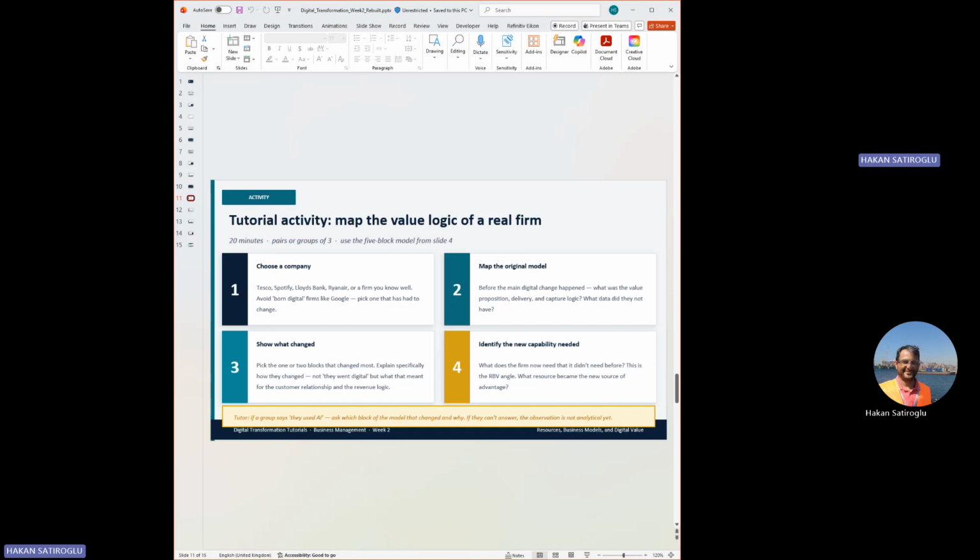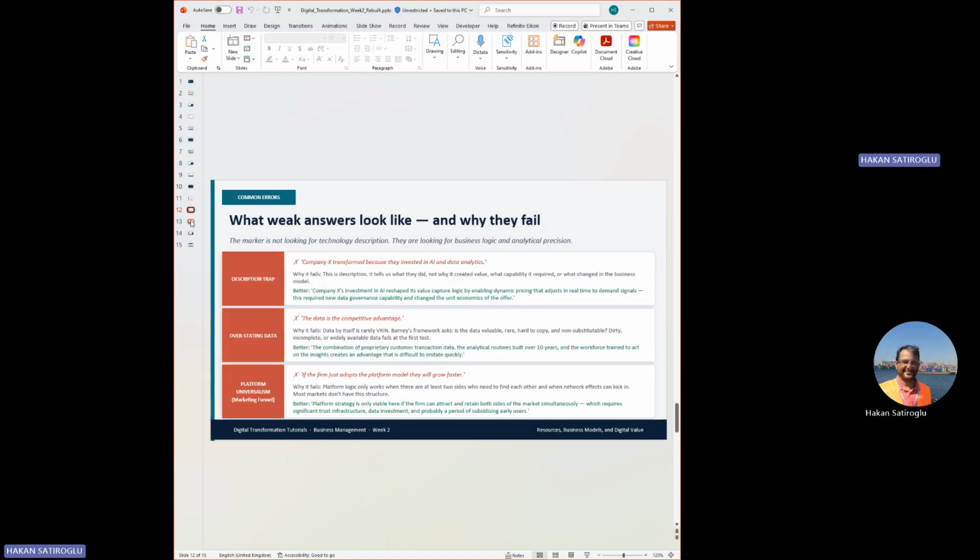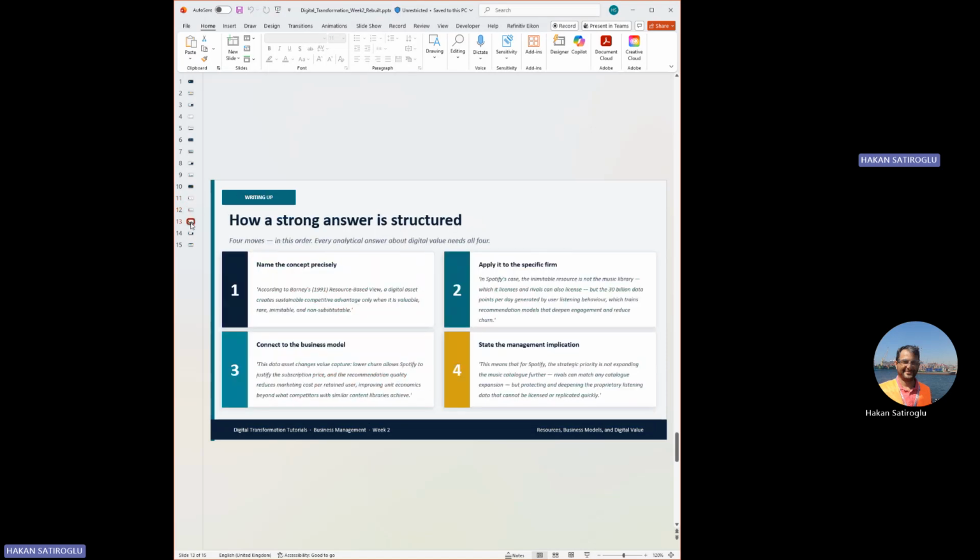So you may wish to use Barney's research when you are identifying capabilities and linking them. It would be great. I think Tesco is a useful example because it shows transformation is not simply adding technology to a traditional business. Okay, so I think I'm reaching the end of my slides now.